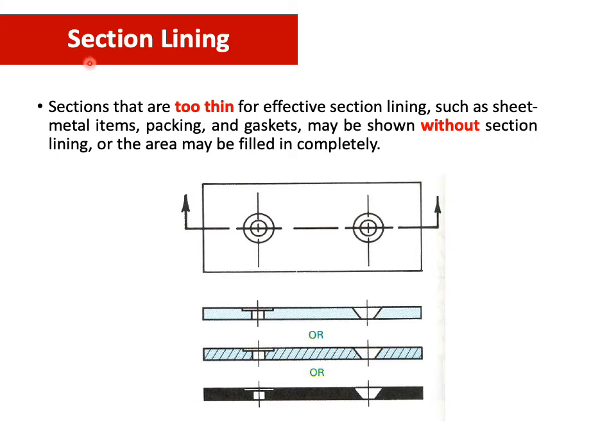If the section is too thin for effective section lining, such as sheet metal, packing or gaskets, it can be shown without section lining. It can be drawn as a simple cross section without showing section lining. You can also fill it in, or you can just color it. So it is okay if the section is too thin.